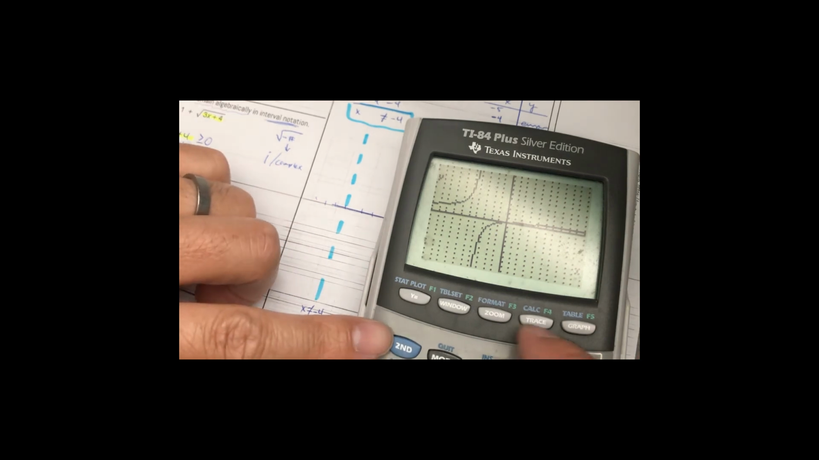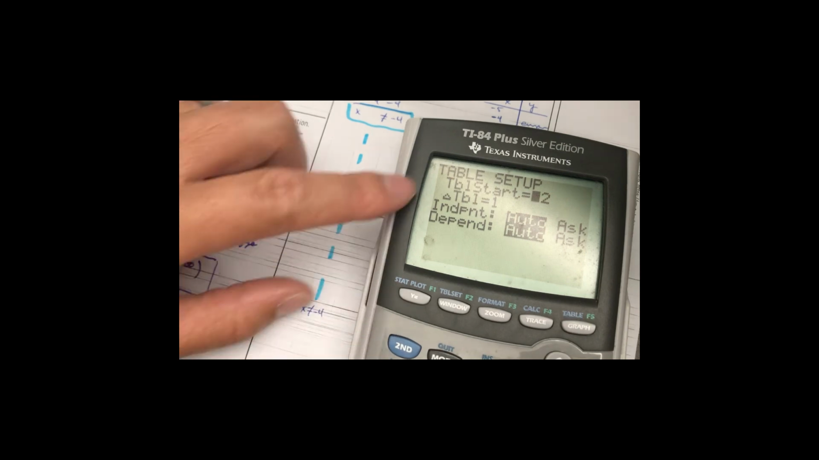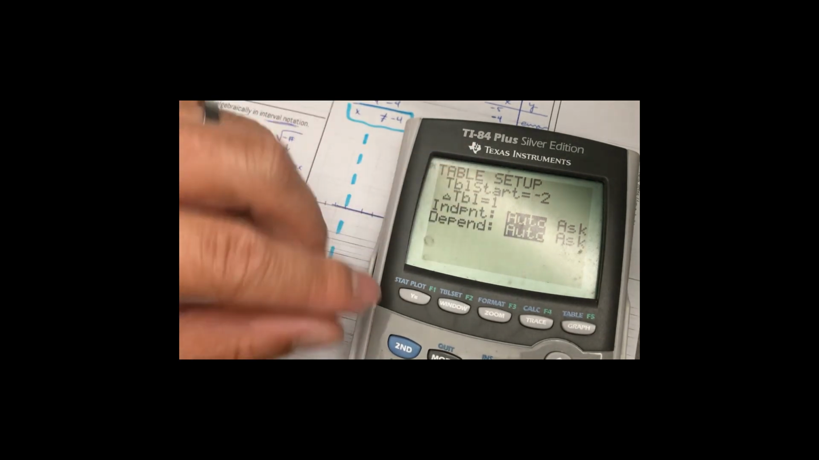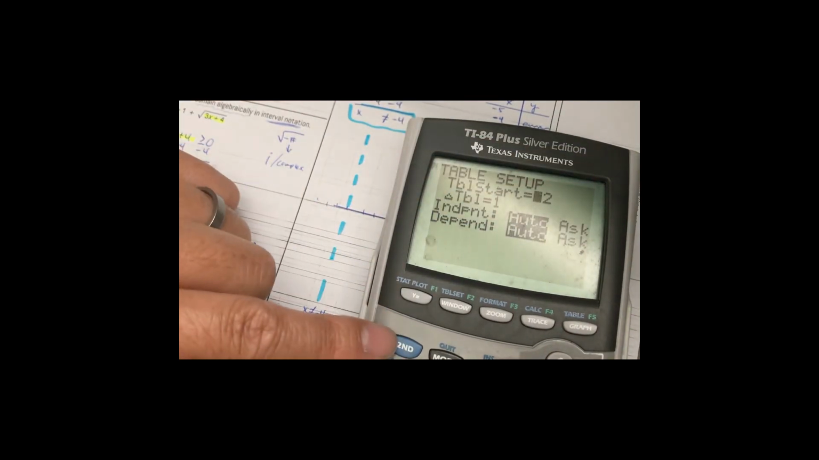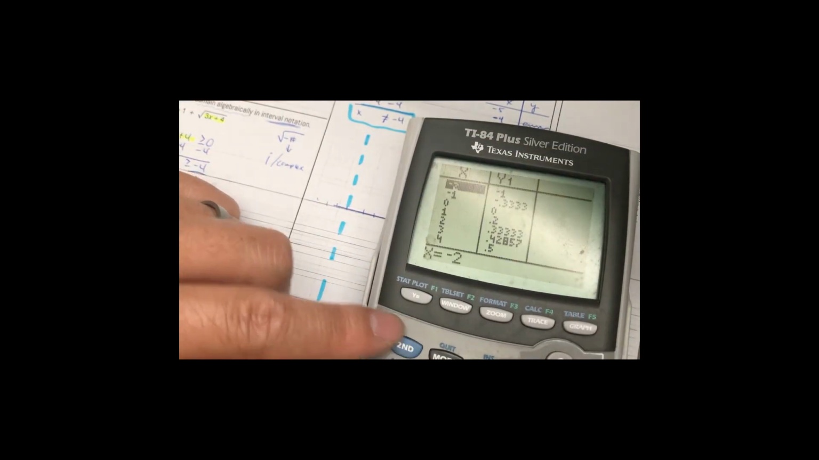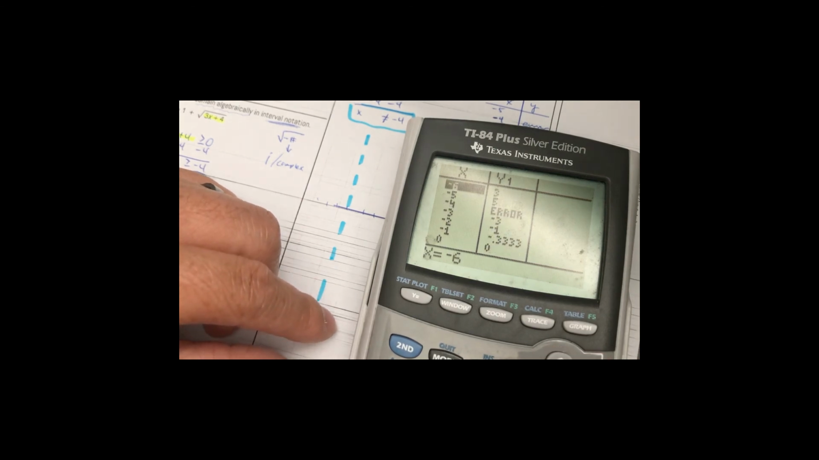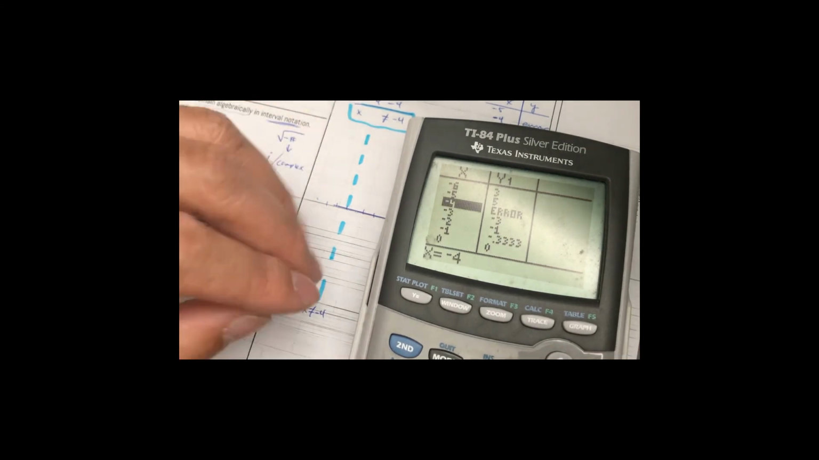Remember to set your table set, you can press second window, and you want it to be auto and auto, or you can have the independent on ask if you wanted to. But now I'm going to go to the table, so second graph, and I can just put in these numbers. We already knew -4 was going to be error. That's dividing by 0, which is undefined, and I can just copy these numbers. So I have -5 is 5, and -6 is 3. -3 is -3, -2 is -1.